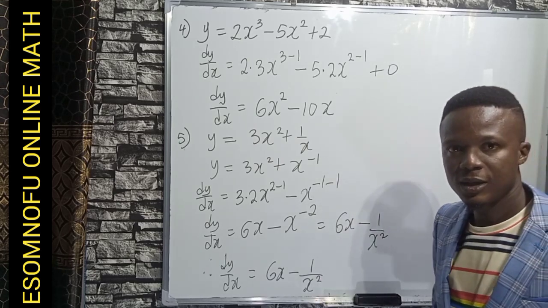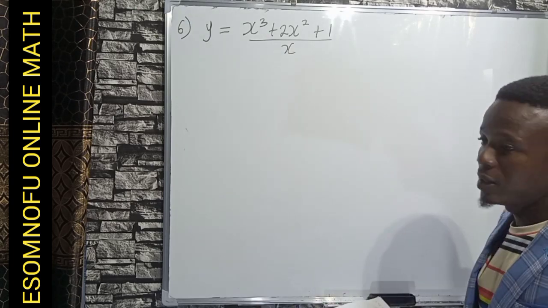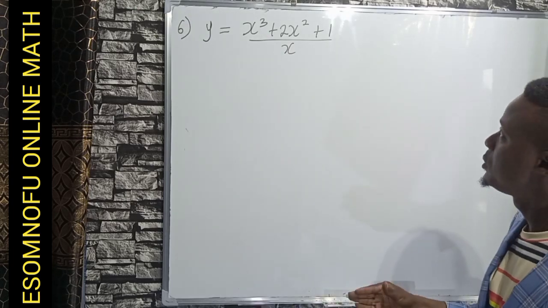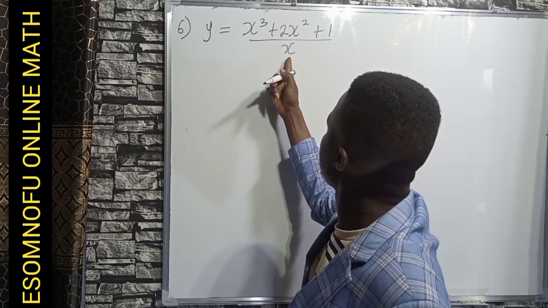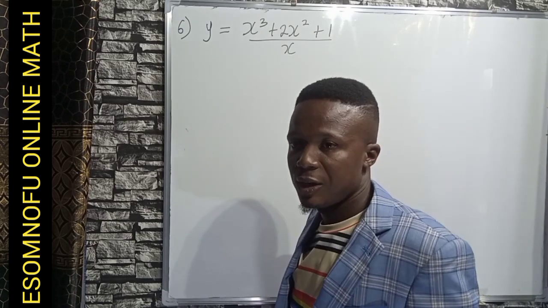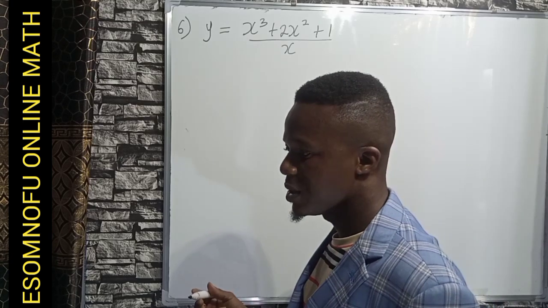So let's go for number 6. So y is equal to x to the power of 3 plus 2x squared plus 1 all over x. Now, because of this denominator, you can divide everything by the denominator so that the differentiation becomes easier.